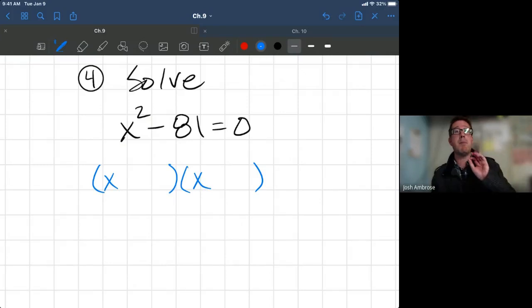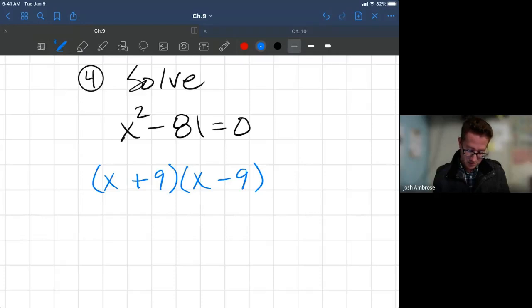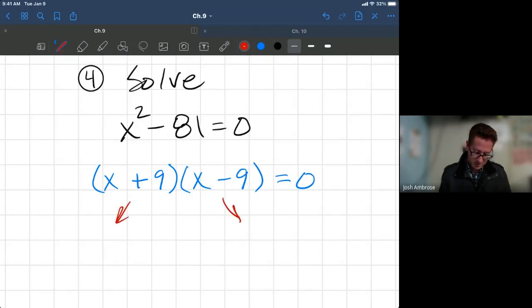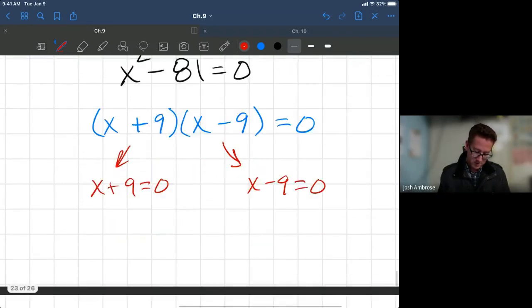But remember, for a binomial, the signs are opposite on the inside. All right. And the square root of 81 is 9. So put 9 in both of those. And it's still saying equals 0. Okay? But now because it says solve, just set each of these equal to 0, like we've done in class. So x plus 9 equals 0. X minus 9 equals 0. Solving each of these, you get a negative 9, and you get a positive 9.